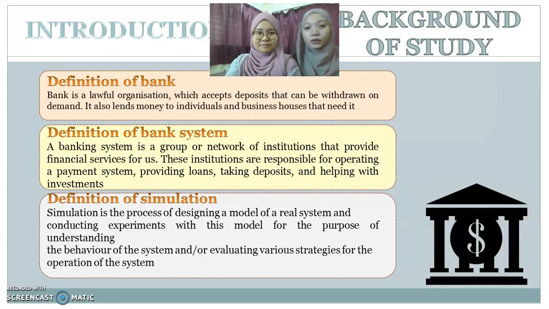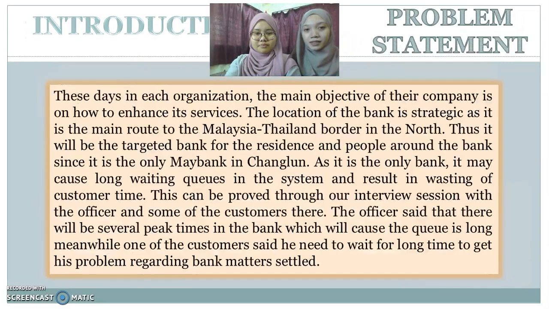The second one is bank system. A bank system is a group of networks and institutions that provide financial services. These institutions are responsible for operating a payment system, providing loans and helping with investment. The third one is simulation. Simulation is the process of designing a model of a real system and conducting experiments with this model for the purpose of understanding the behavior of the system and evaluating various strategies.